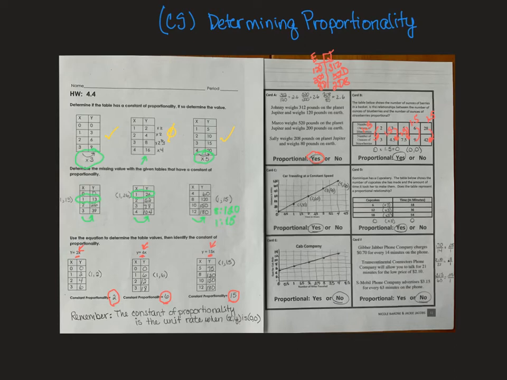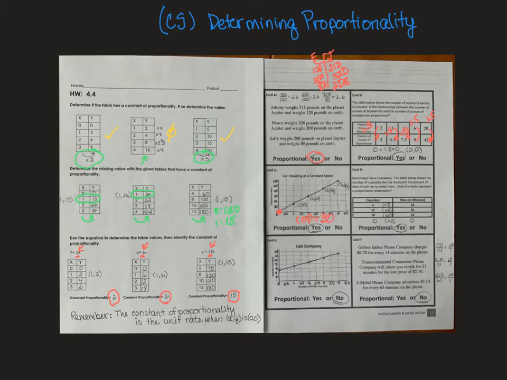I'm going to go to card C. Notice that this is a straight line. Okay, so it is linear, and it does go through 0, 0. And if I look at the points, look at what they are. 1, 30. 2, 60. 3, 90. 4, 120. So the constant of proportionality there is 30.